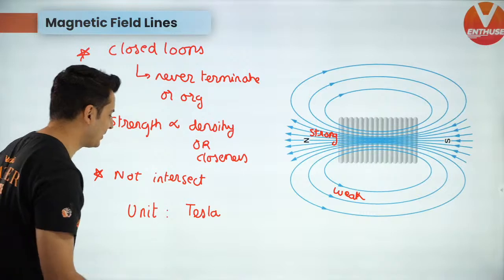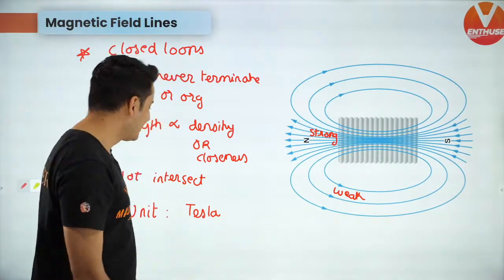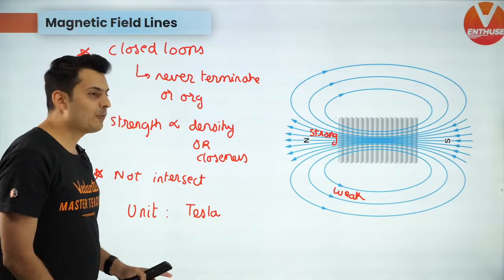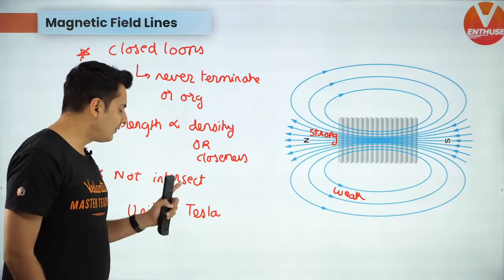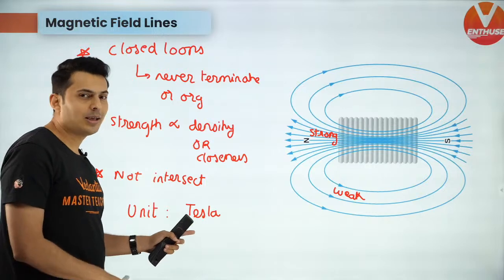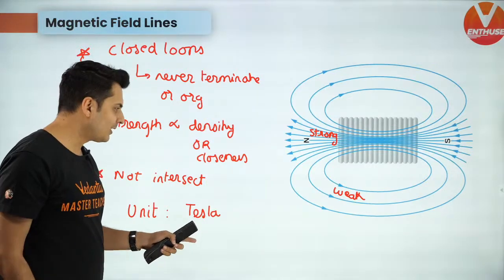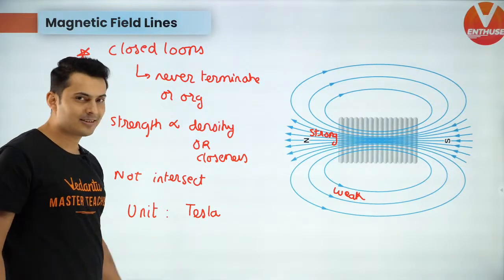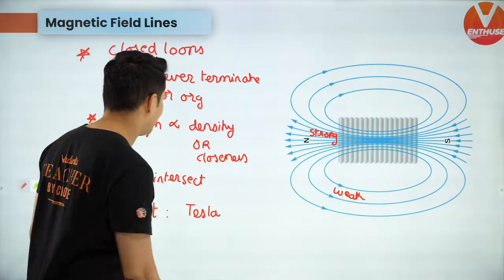Everybody knows Tesla because of Tesla cars and so many other things, but Tesla is the unit. But understand, Tesla was a very famous scientist, but actually became famous after his death than when he was living. There are many interesting stories about Tesla. Maybe I'll talk about it some other time.